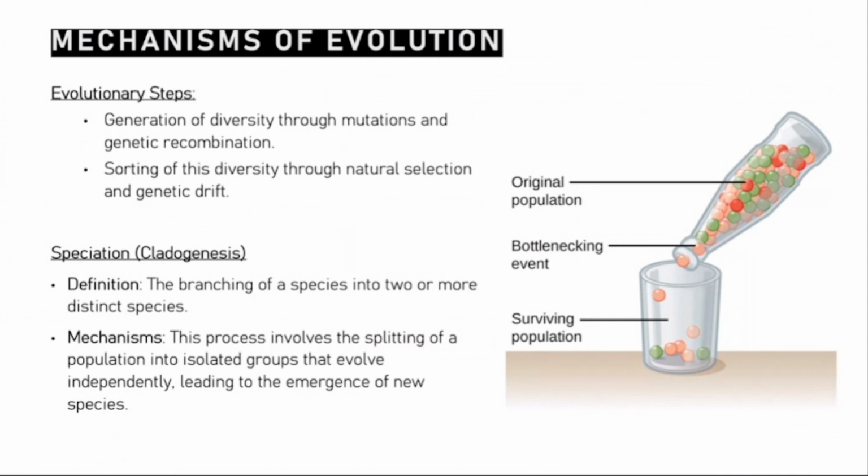Now, what are the evolutionary steps that happen? First, generation of diversity. Diversity happens through mutations and genetic recombination. This syllabus point relates to, I think, syllabus point 24 or 25, which also talks about differences within species that can happen as a result of natural selection or genetic drift.